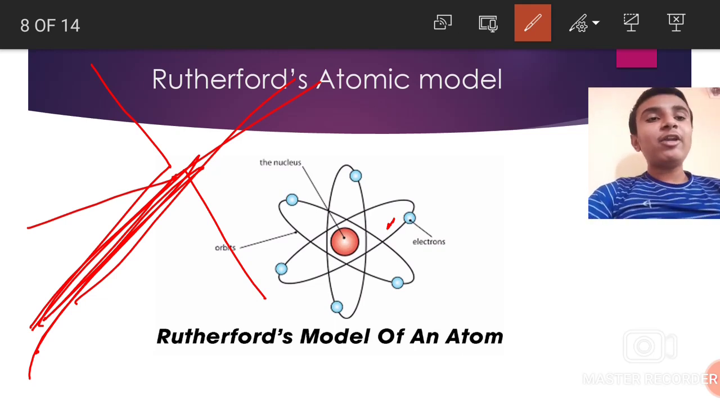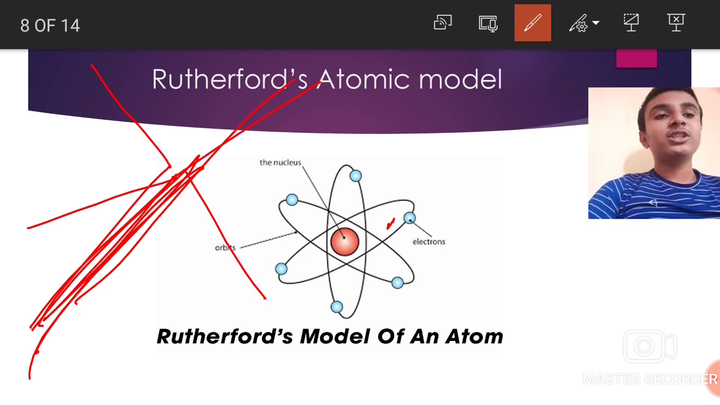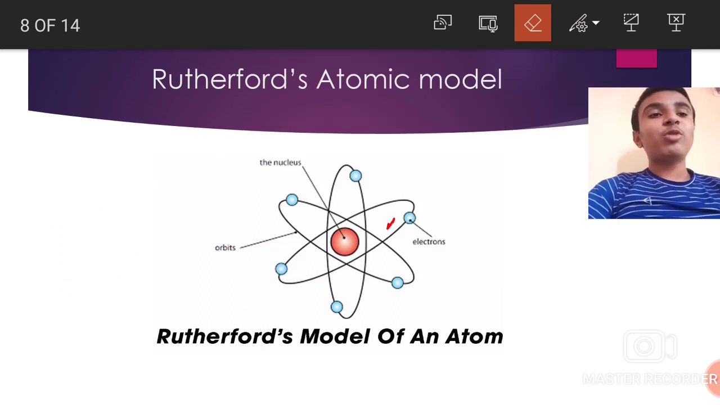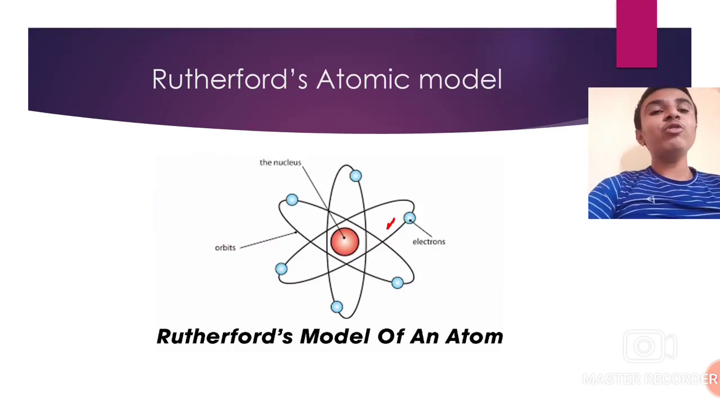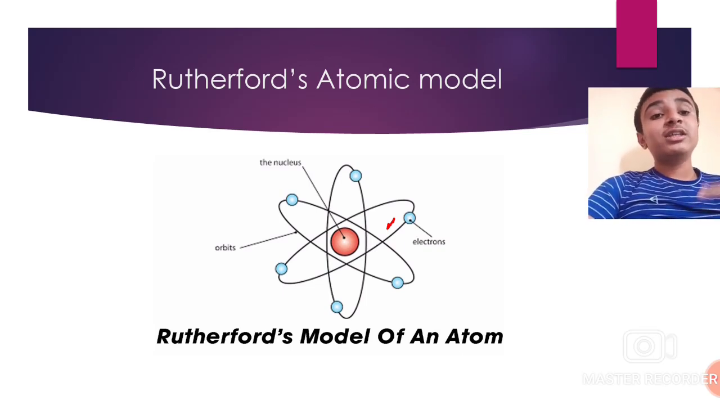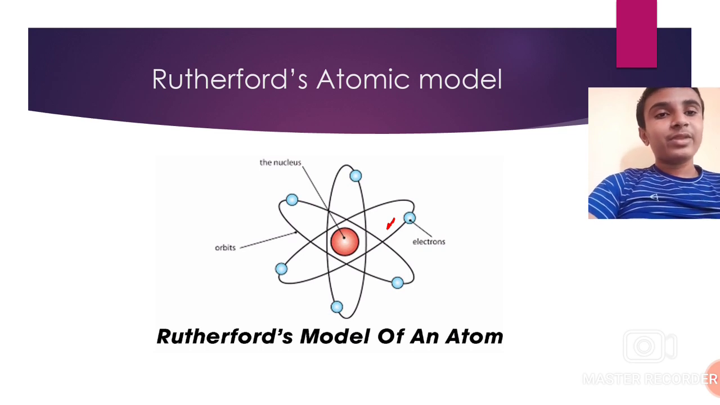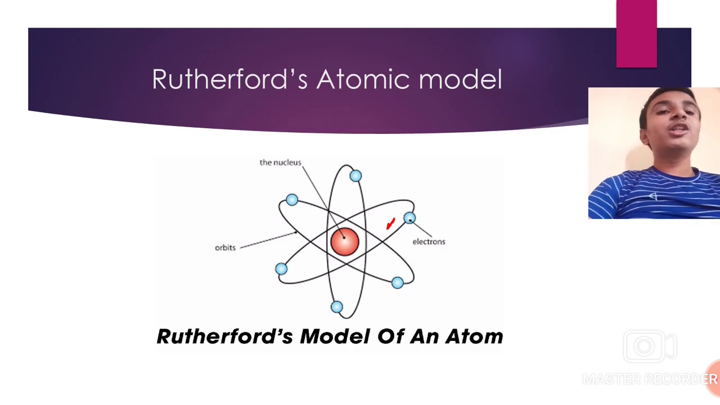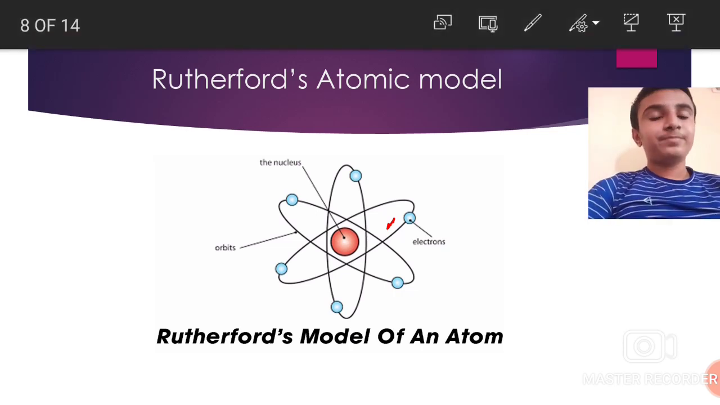He stated that electrons revolve in an orbit around the nucleus, like the planets of our solar system. This was Rutherford's atomic model. I will repeat it: there is a nucleus in the center, and all the mass of an atom is concentrated in the nucleus. Electrons revolve around the nucleus in particular orbits, and there is an empty space between the electrons and the nucleus. This was Rutherford's atomic model.